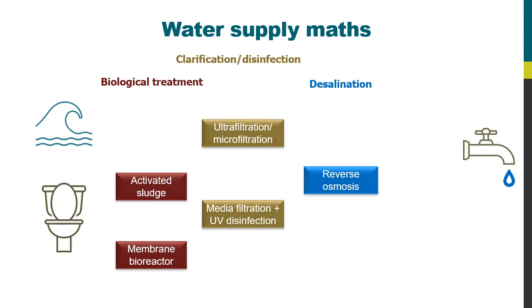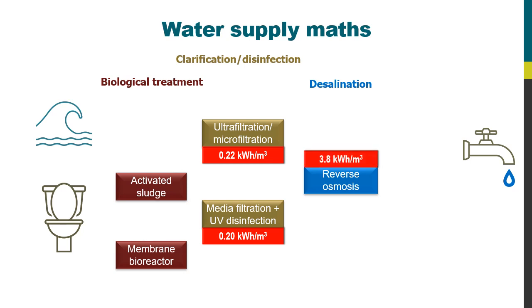Now let's look at the energy consumption of these individual processes. And firstly, the seawater treatment scheme. The UF, MF and media filtration disinfection steps are comparable energetically. The RO stage, though, has a very high energy consumption, and this is because the osmotic pressure of the seawater is directly proportional to the salinity.